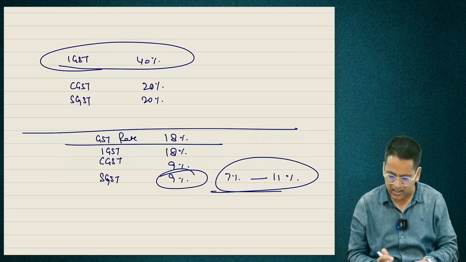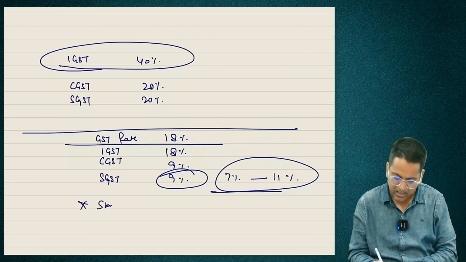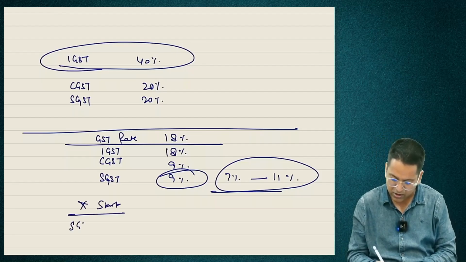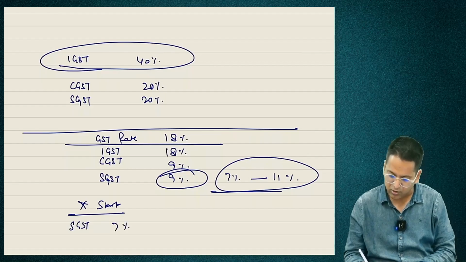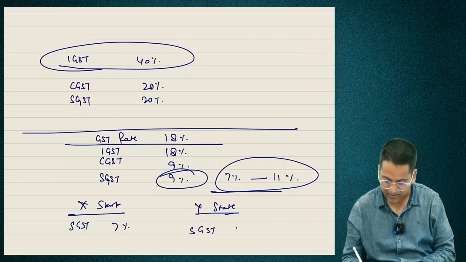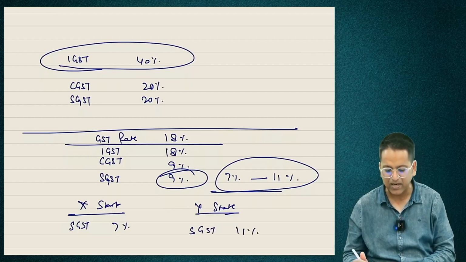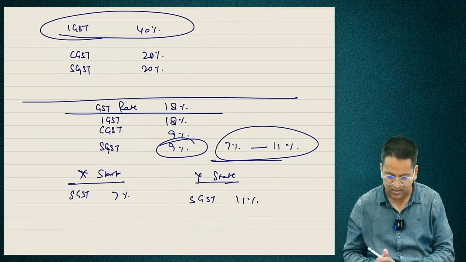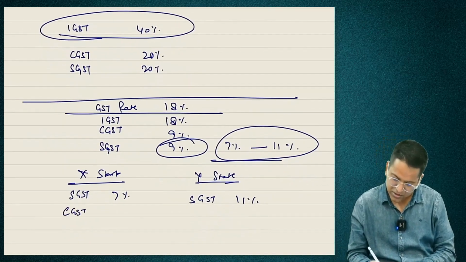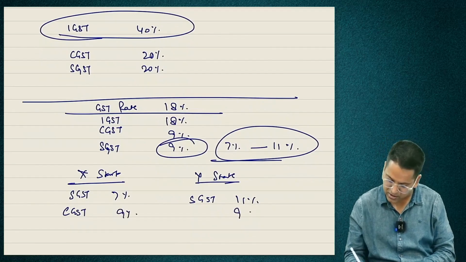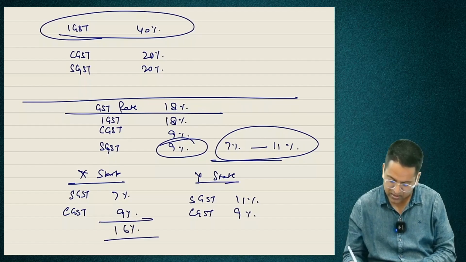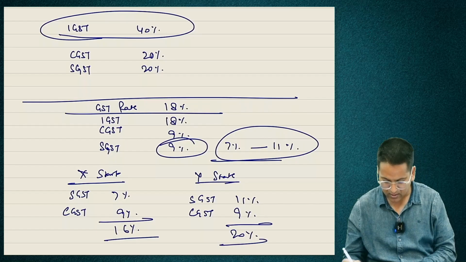Let's say, for instance, X state says, what will be the SGST rate in my state? The SGST will be 7%. And another state says, no, here how much will be the rate of SGST of the same item? 11%, because a 2% band has been created. You can adjust 2% up and down. The CGST will remain 9 in both. Now you can see, in this state the taxable GST will be 16% and in this it will be 20%.